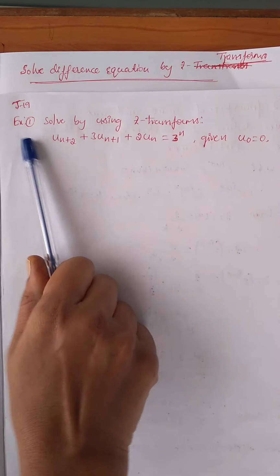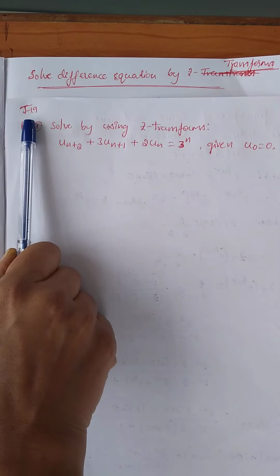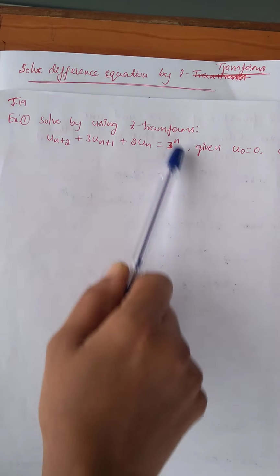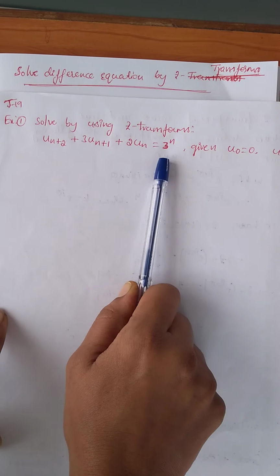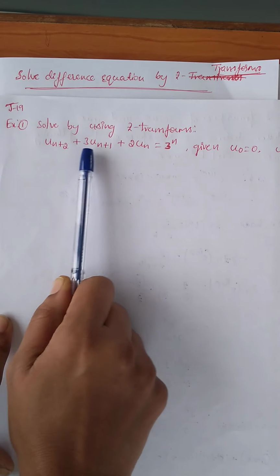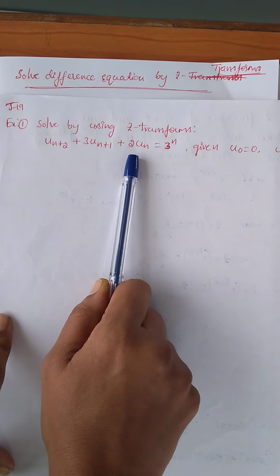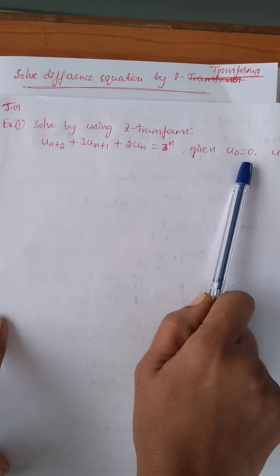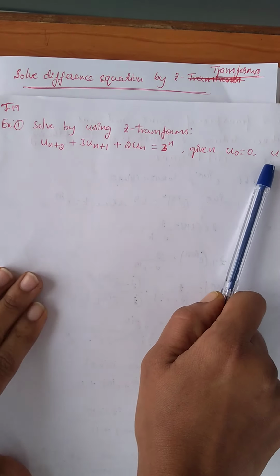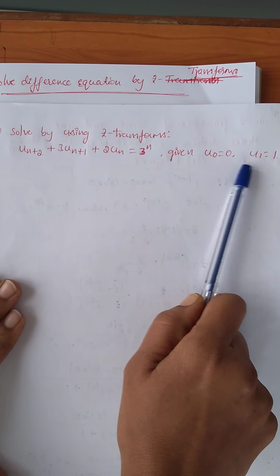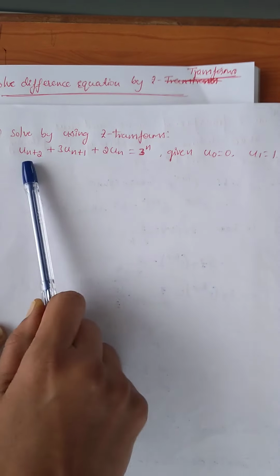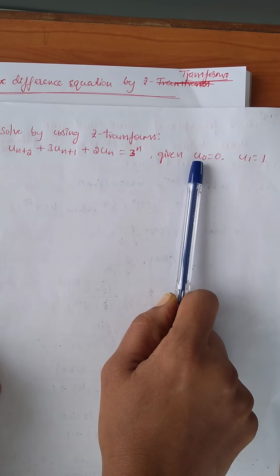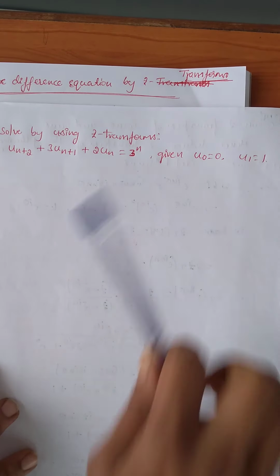The first question I consider is from the last year June 2019 question paper. Solve by using the Z transform the difference equation u(n+2) + 3u(n+1) + 2u(n) = 3^n. Here the given conditions are u0 = 0 and u1 = 1. So we have to solve this difference equation by using Z transform.